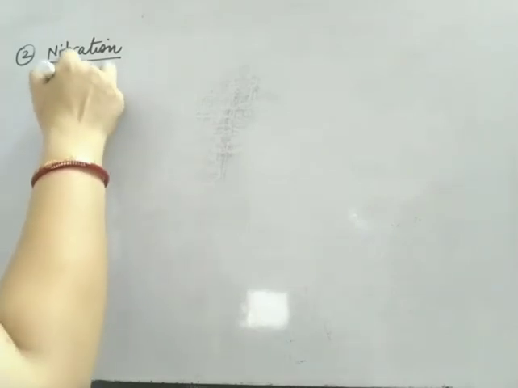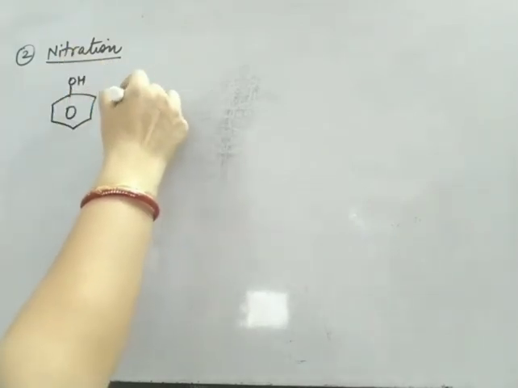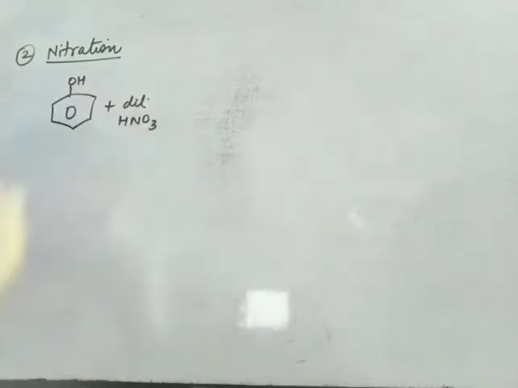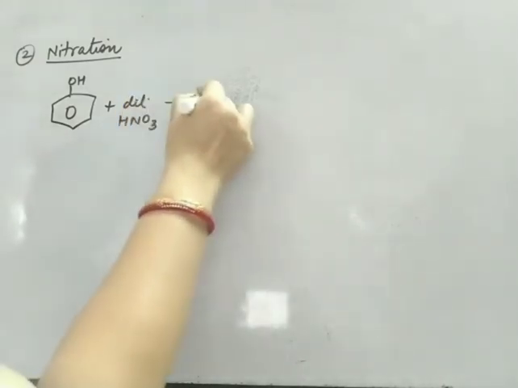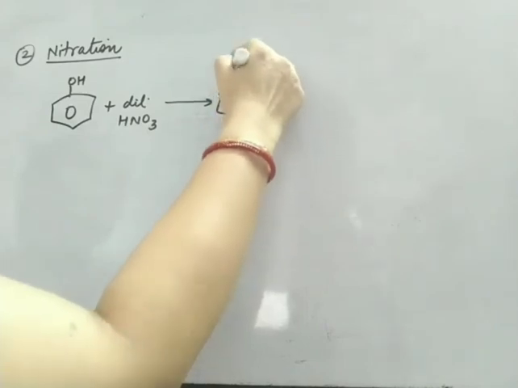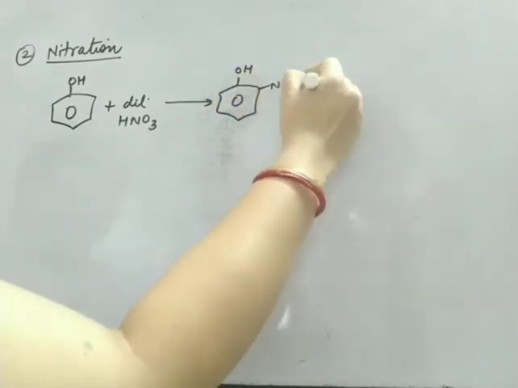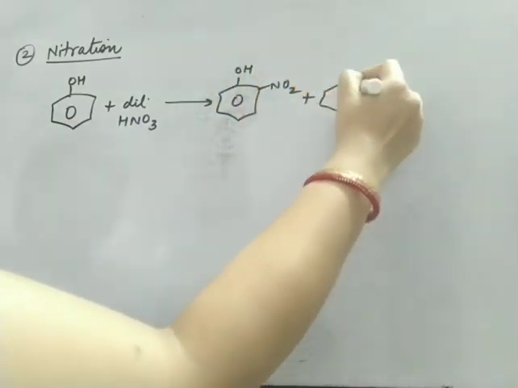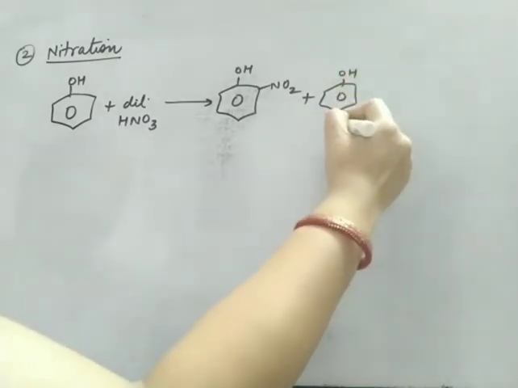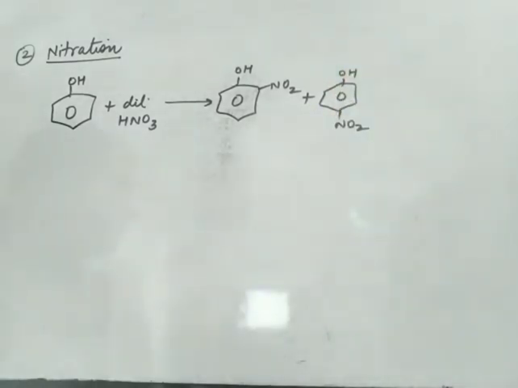Now the second type of electrophilic substitution is nitration. So this is phenol. It is treated with dilute HNO3. Okay. Again the same reason we are using dilute HNO3 because phenol is an activating group. Otherwise for nitration we require concentrated HNO3 and concentrated H2SO4. So here I will require only dilute HNO3. So I will get orthonitrophenol and paranitrophenol. Okay. So ortho and paranitrophenols I will get.